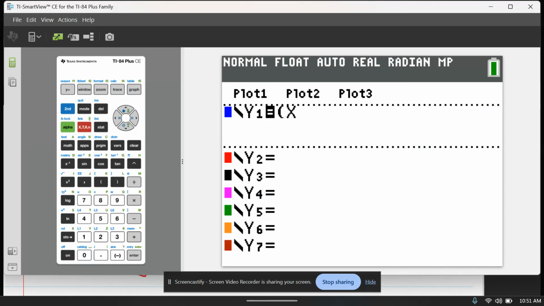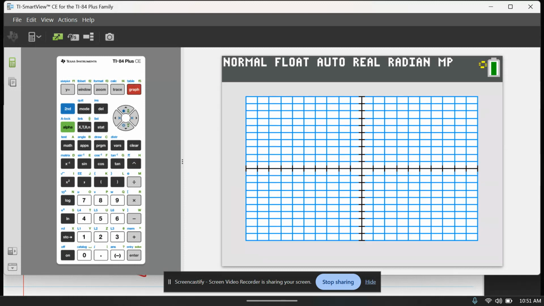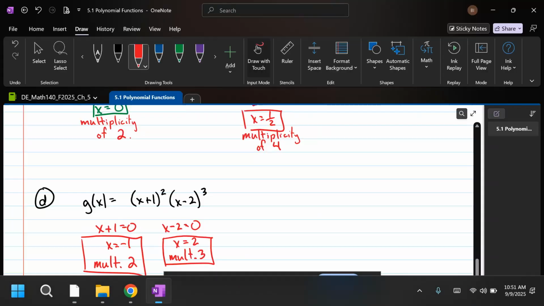Parentheses x plus 1 squared, x minus 2 cubed. It comes up and bounces off at -1, goes back down here, turns around, 2. There's it crossing at +2. That makes sense, what we're talking about, tying it all together, the graphs and the equations. Okay. All right.